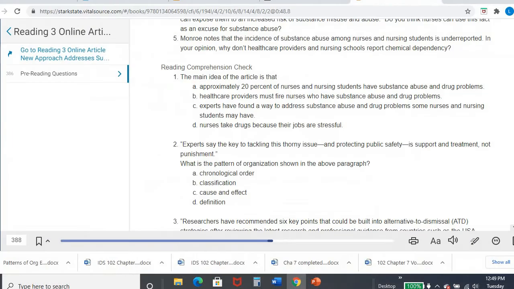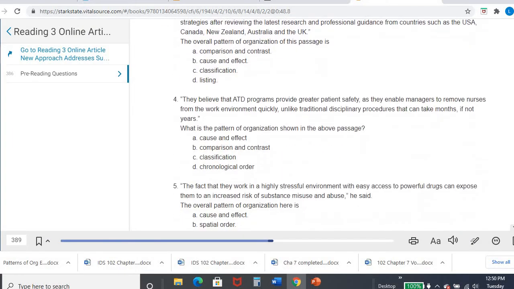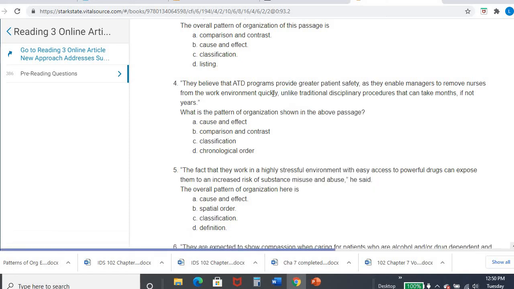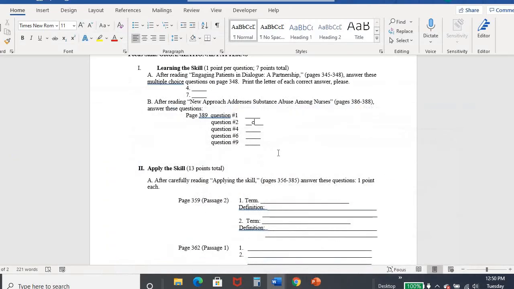It's the main idea. Okay, if we scroll down here, let's do number 4 together. They believe that ATD programs provide greater patient safety as they enable managers to remove nurses from the work environment quickly, unlike traditional disciplinary procedures that can take months, if not years. All right, this keyword right here, unlike, should throw a flag. That is a signal word to compare and contrast. They're showing comparison and contrasting here, particularly contrast, showing unlike the other method. So number 4 is B.